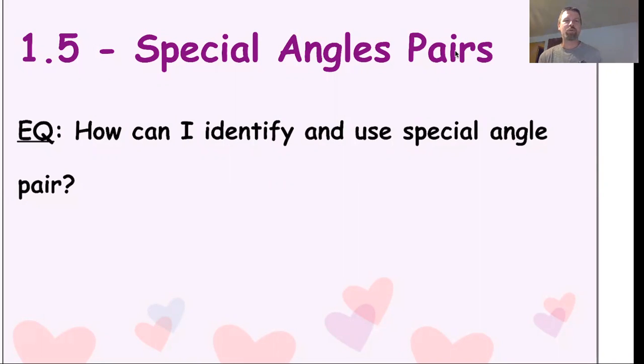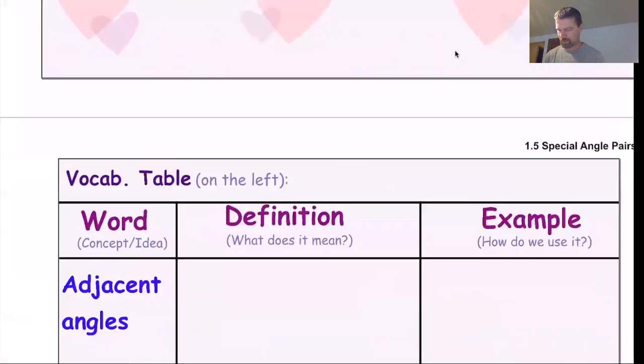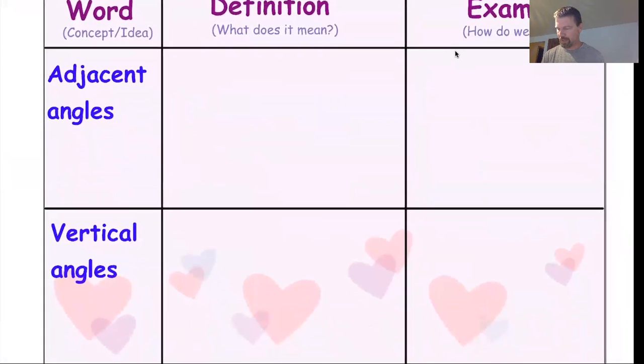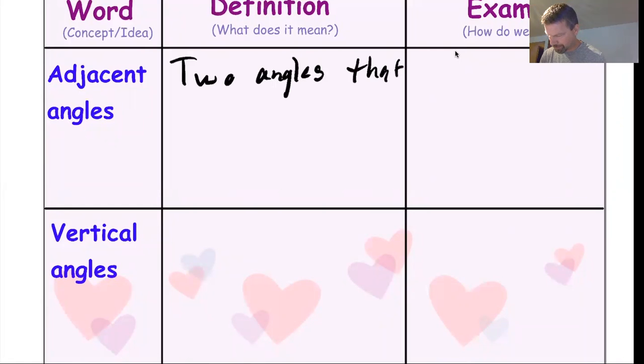Okay, chapter 1.5, special angle pairs. How can I identify and use special angle pairs? First off, we should define some of those special angle pairs. So the first one is adjacent angles. Adjacent angles are two angles that share a vertex and a side.